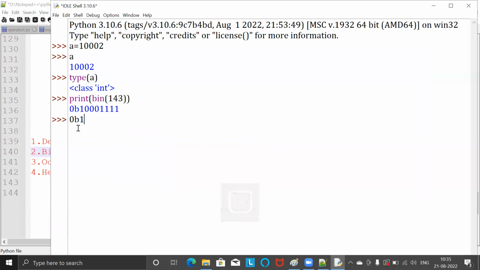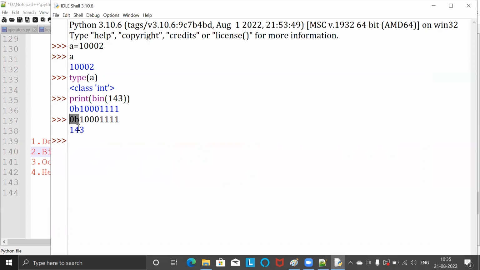0b 1 1 0 0 0 1 1 1 1. Here the value is 143. This is by using this 0b. By using this 0b only, either capital or small, no problem, it converts binary to numbers.